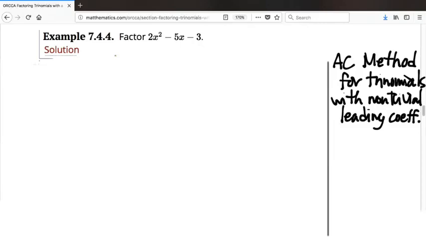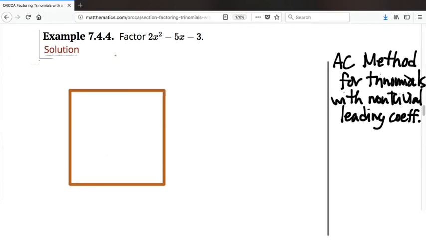So the AC method starts out in the same way that our blind guessing and checking started out. I'm going to draw in this empty factoring grid, and I'm going to put in here my 2x squared, and I'm going to put in here my minus 3.